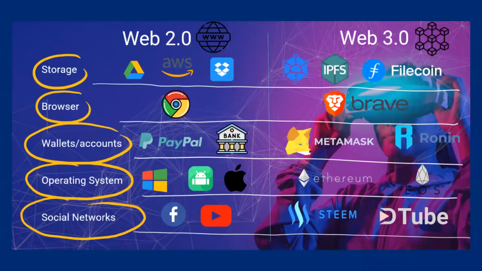In Web 2.0, we use Google Drive, Amazon Web Services, and Dropbox for storage. And in Web 3.0, we use Filecoin. In Web 2.0, we use the Chrome browser. In Web 3.0, we use the Brave browser. In Web 2.0, we use paper and the bank for transactions. For Web 3.0, we use MetaMask, Rodin, and Trust Wallet. Apple, Android, and Windows are the operating systems of Web 2.0. In Web 3.0, we use Ethereum and the EOS system.